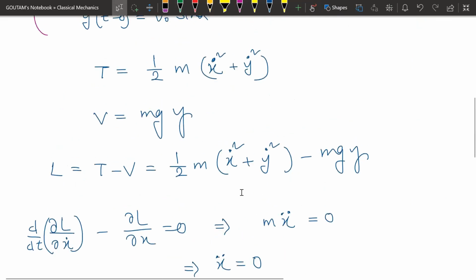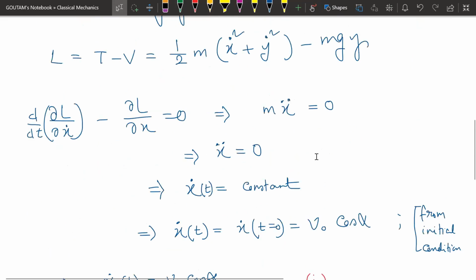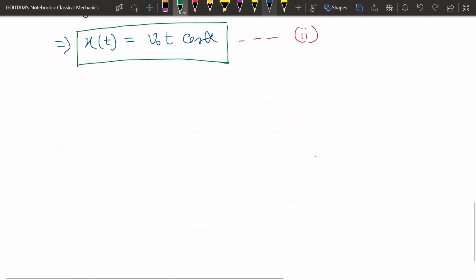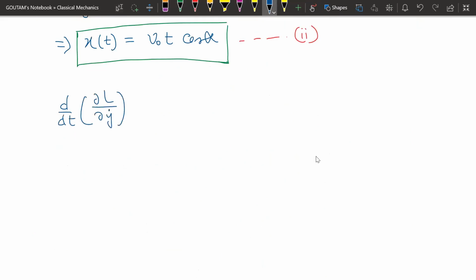Now let's find out the other Lagrange's equation, which will be d/dt of del L del y dot minus del L del y equals zero. It implies m y double dot.